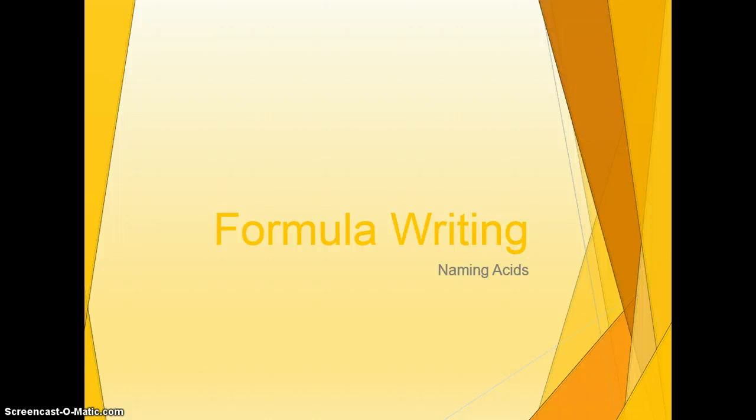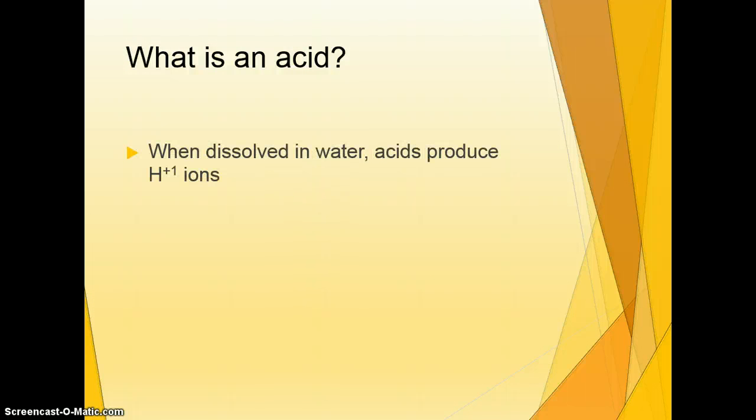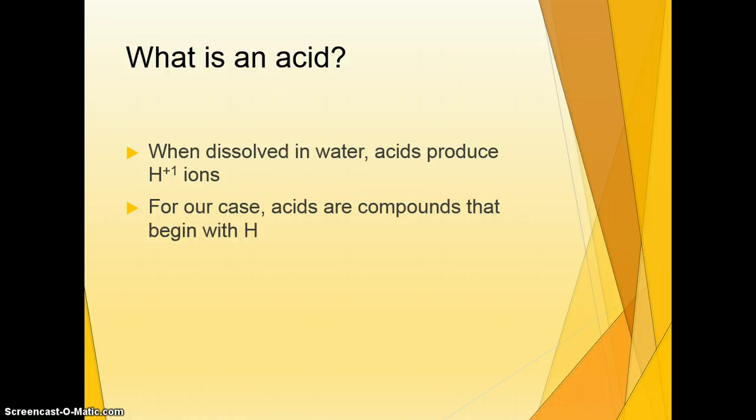Now it's time for our final type of formula writing, and this is naming acids. In order to name an acid, we need to know what an acid is. When dissolved in water, an acid produces the H+1 or H+ ions. We're going to do a full unit or two on acids specifically later on in the year. So for right now, to help us with our naming, all we need to know is that acids are compounds that begin with H, or begin with hydrogen.